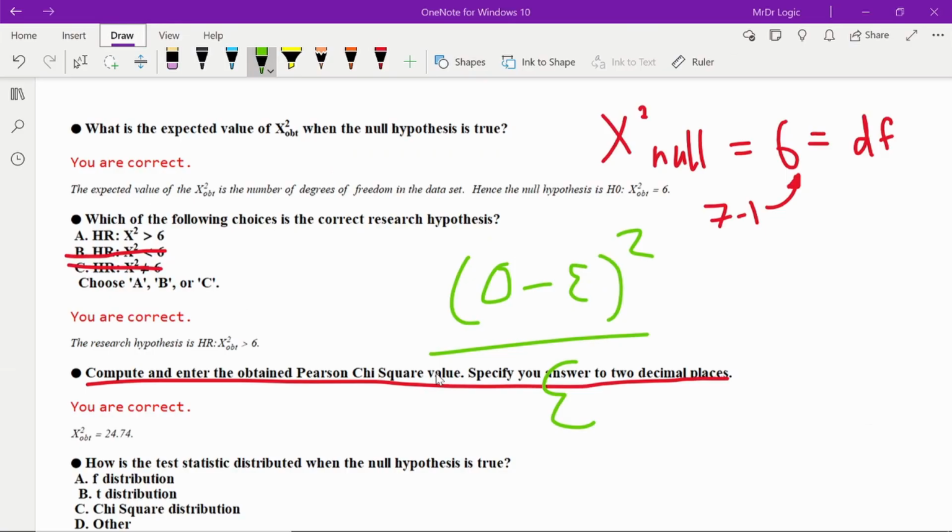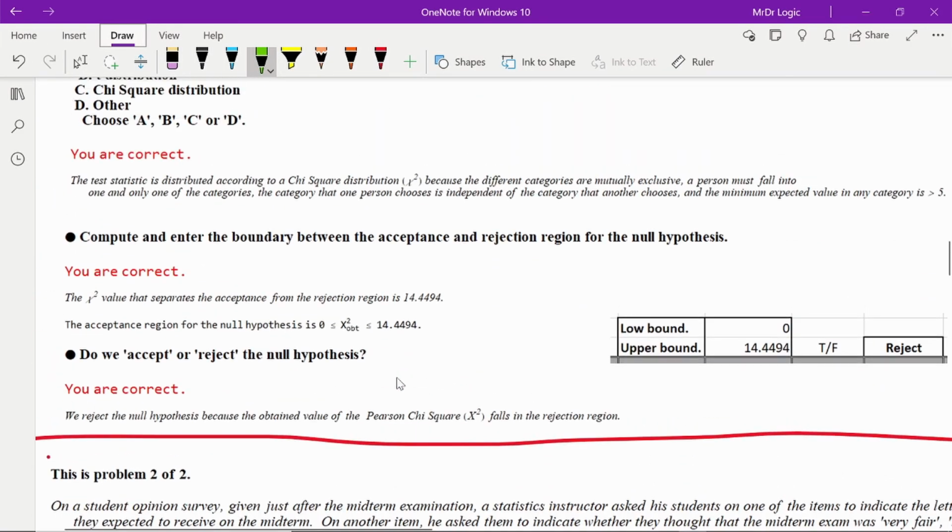And then from there, you simply reject it because, as it's nicely put, 24.74 is simply out of the range. So we just straight up reject it.